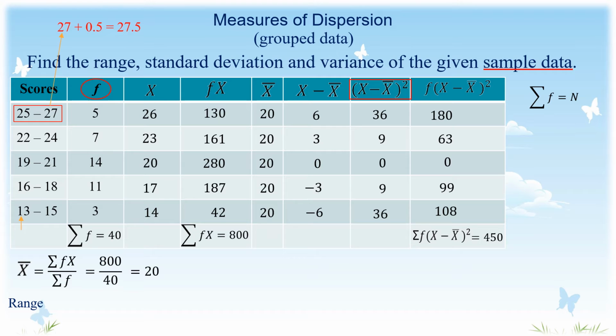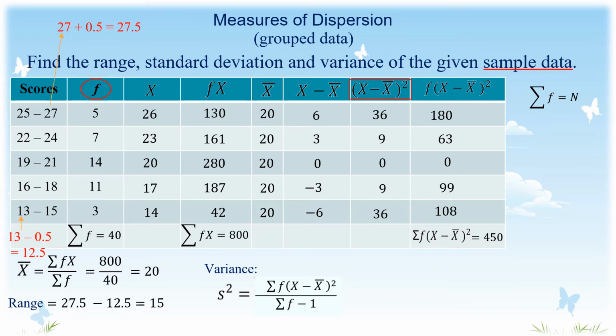And then we are going to determine the lower boundary of the lowest class. To get the lower boundary of this class, we will be subtracting 0.5 from 13. So we will be having 13 minus 0.5, which is equal to 12.5. Then the range would be equal to 27.5 minus 12.5, which is equal to 15.